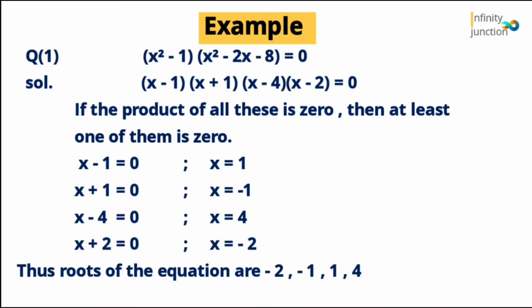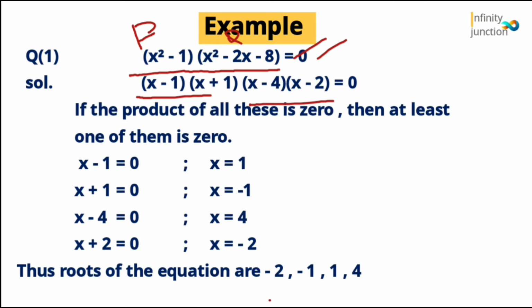So here the first example is x square minus 1 dot x square minus 2x minus 8 equals 0. So these are the two expressions. Let's say this is p and this is q. If you solve this, then either p is 0 or q is 0. If you factorize x square minus 1, it gives x minus 1 and x plus 1. If you factorize the other, it gives x minus 4 and x plus 2 as factors.